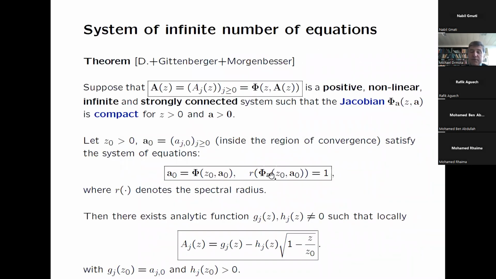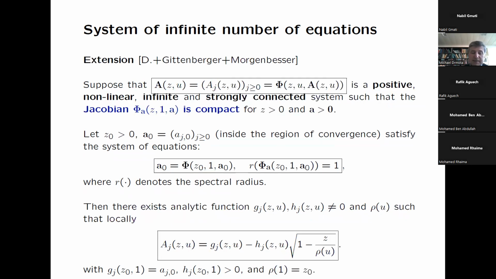And you have to assume another condition, namely that this Jacobian is, well, this is a linear operator, and we assume that this linear operator is compact. Well, this is quite restrictive, or it seems restrictive, but it also turns out that it's quite useful in many applications, as in this application here. And if you assume this condition of the compactness of this Jacobian, you always get a square root singularity.